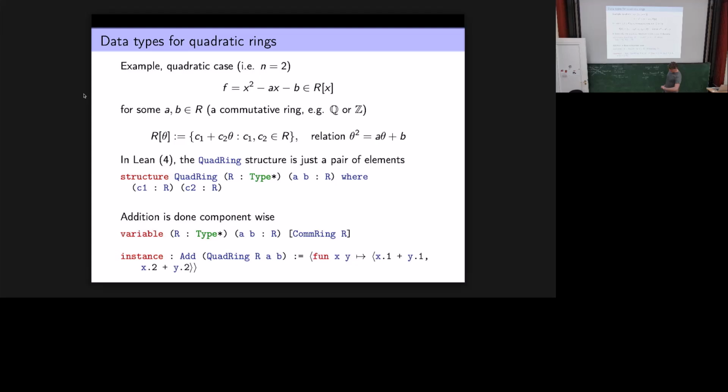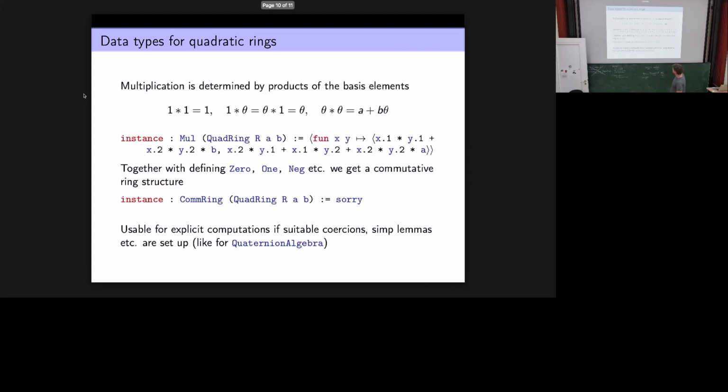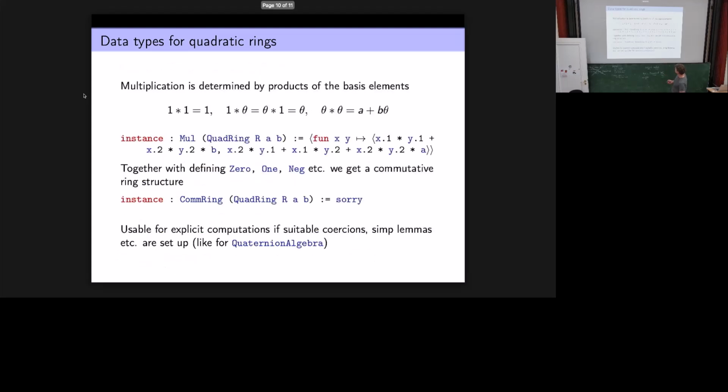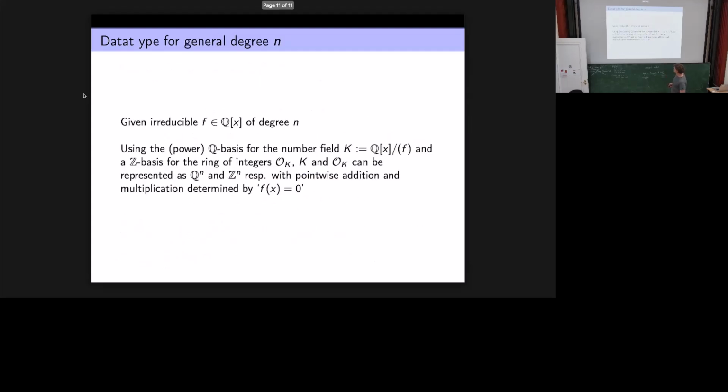Okay, so now I think in view of time I should probably skip this, because you will tell people in general how this works. So this is an example of how you could set up some basic stuff in the quadratic case. Maybe the most important thing is to point out that you just say it's pairs of elements, you have addition, and the multiplication is completely determined by what it does on basis elements. So in the quadratic ring, you always have two elements, 1 and theta. These are obvious, and then you have to say what theta squared is. It's a plus b theta, because this was my polynomial. Okay, then you can do computations with it.